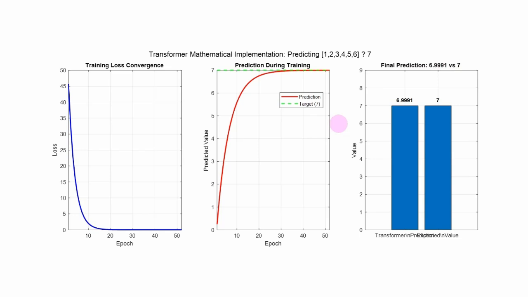That's 99.9998% accuracy. Keep in mind, we only trained on 3 examples: 1, 2, 3 giving 4; 2, 3, 4 giving 5; 3, 4, 5 giving 6. The model generalized to predict 4, 5, 6 giving 7 perfectly. That's the power of the transformer.